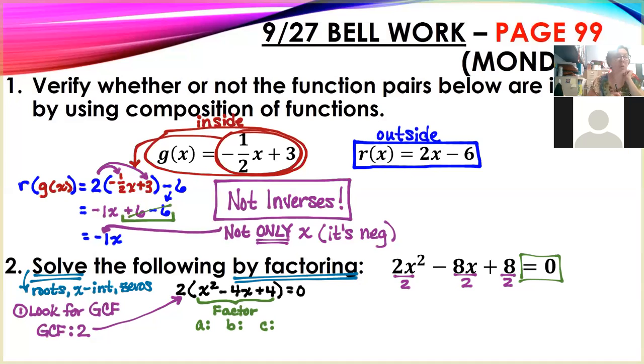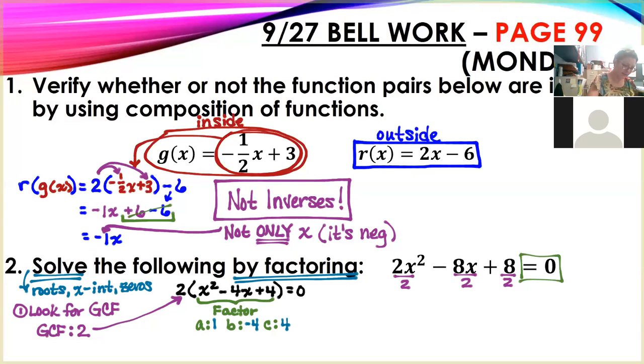X squared. What's the number in front of the x squared? Absolutely correct. So we're going to use 1 as the value for A. What is our value for B? -4. And what is our value for C? 4. +4. Thank you, guys.